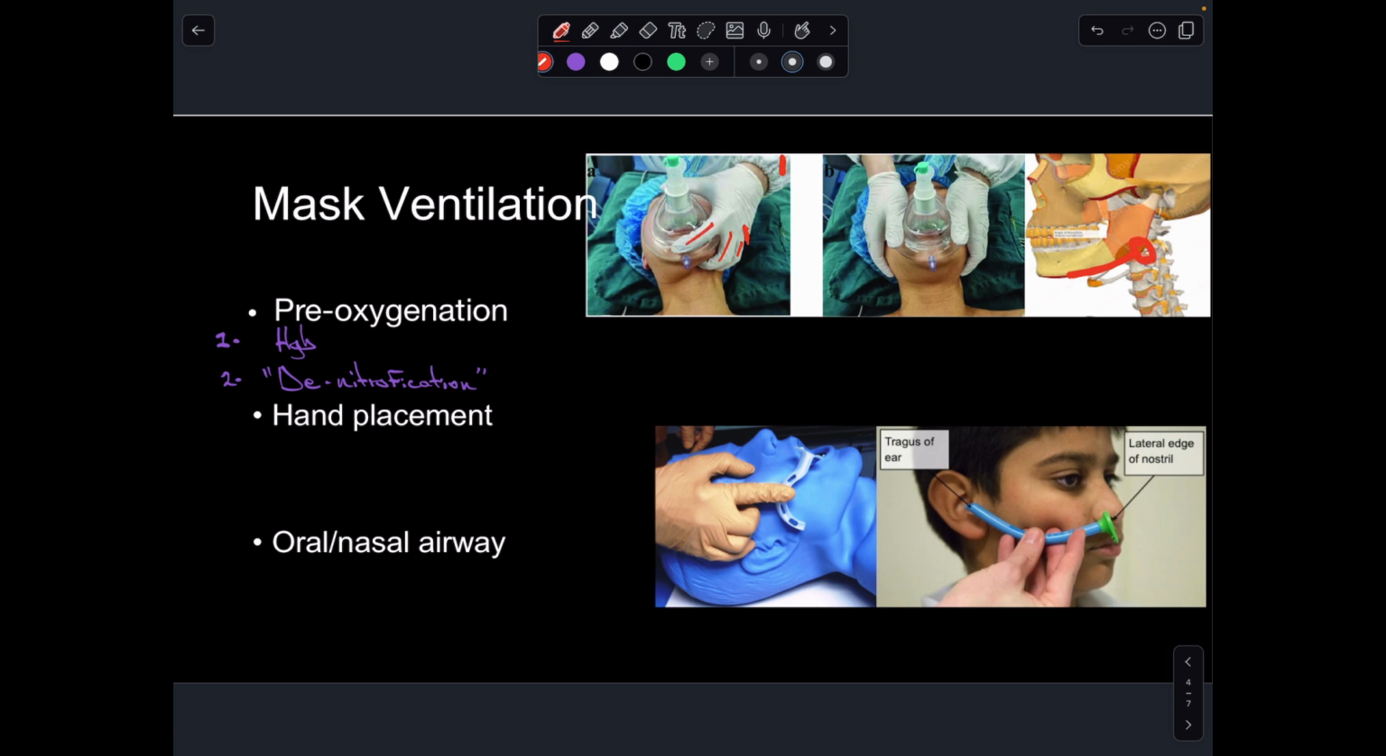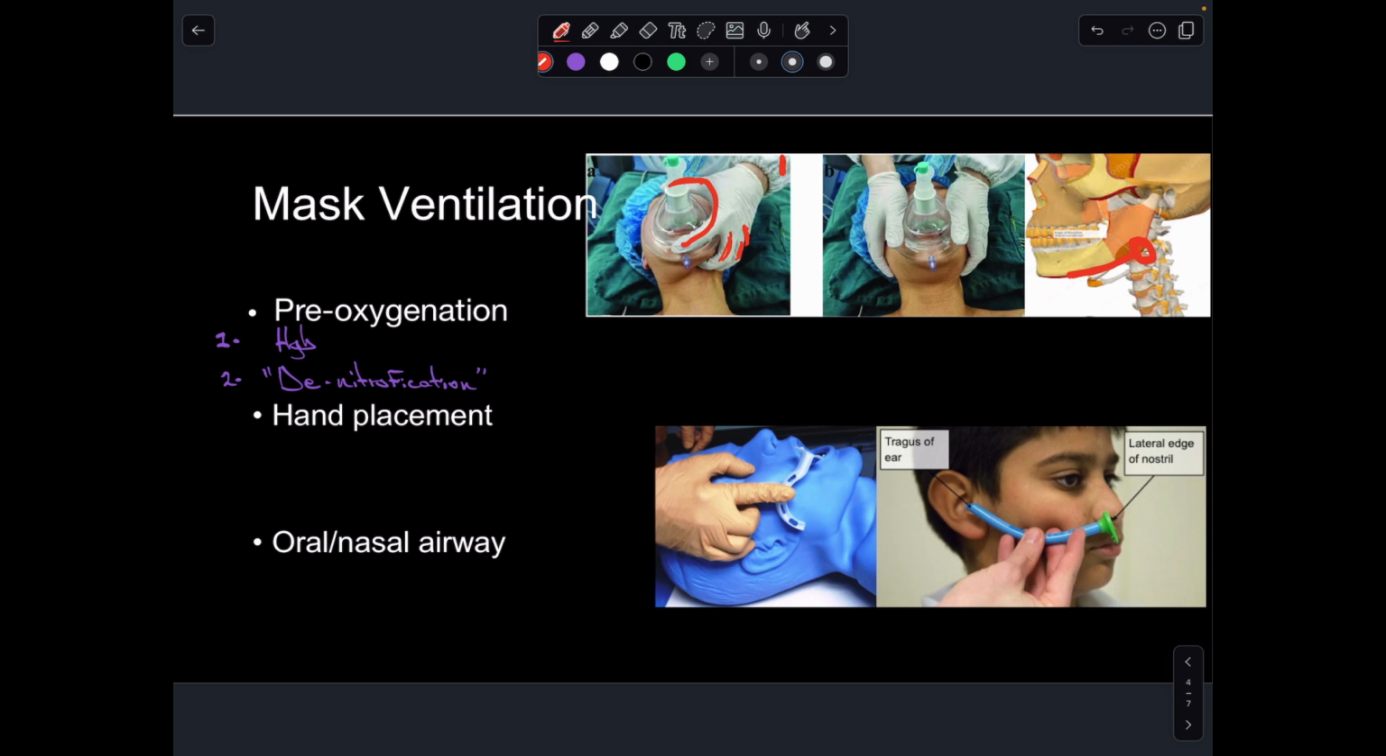Then you're going to take your pointer finger and your thumb, forming a C shape around the mask that applies counter pressure as you lift up with these three fingers. You definitely want to have the mindset of lifting the mandible up into the mask, not pressing the mask down into the face. By lifting the mandible up, you're performing a jaw thrust maneuver, which ideally opens up the airway of the patient.